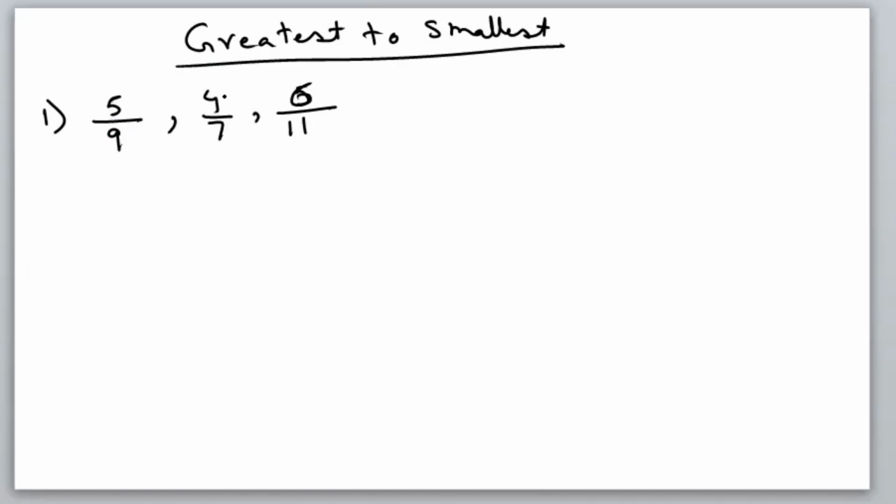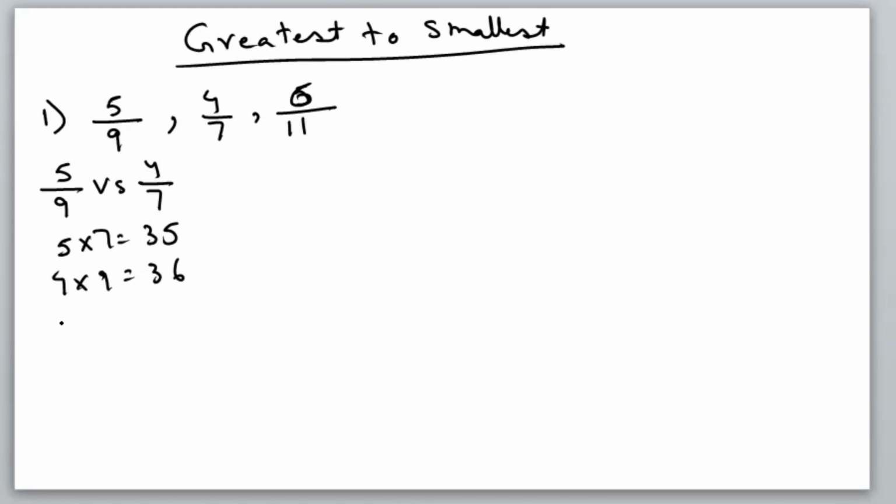5, 4, 6: different numerators. 7, 9, 7, 11: different denominators. So we have to use the third type, where the numerators and denominators are different. So we have to first compare these two. 5 over 9 versus 4 over 7. We have to use the cross multiplication. 5 times 7 will be 35. 4 times 9 will be 36. And 36 is greater than 35. It means 4 over 7 will be greater than 5 over 9.